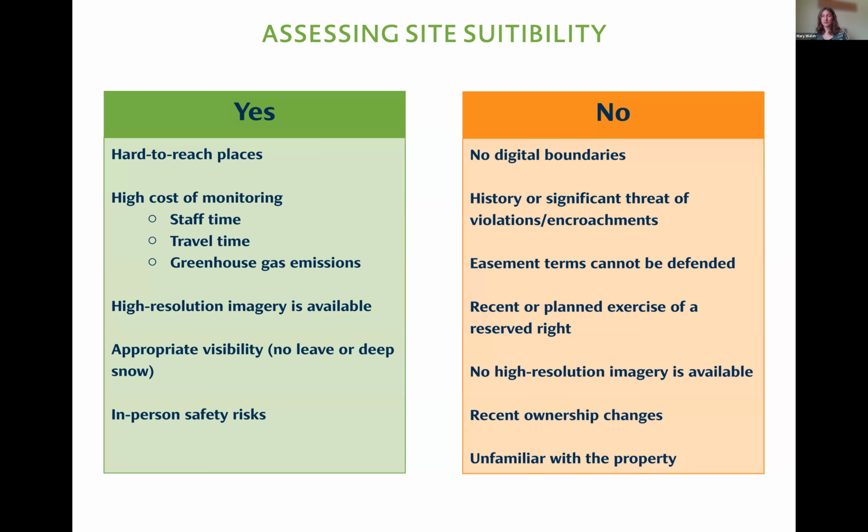If there's a history of threats, it may not be suitable. The easement terms can't be defended, like those smaller easement terms that we were talking about. Is there any reserved right that is happening or going to come that you need to see in close detail? And are there recent ownership changes? If there are, you might want to go out there.